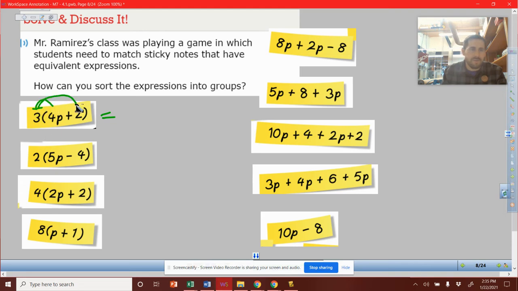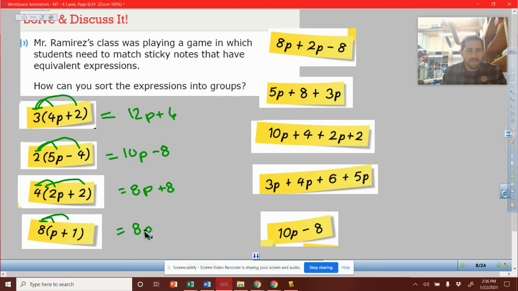We take the number in the front, we distribute it, right? So we get 12p plus 6. Here we take 2 times 5 and get 10p. And here we get 2 times negative 4 and get negative 8. We'll do 4 times 2 and get 8p, and then 4 times that 2 and just get 8. We cannot combine these as like terms because one is a variable, one isn't. So we'll get 8 times p and then that. So we'll get 8p and 8.